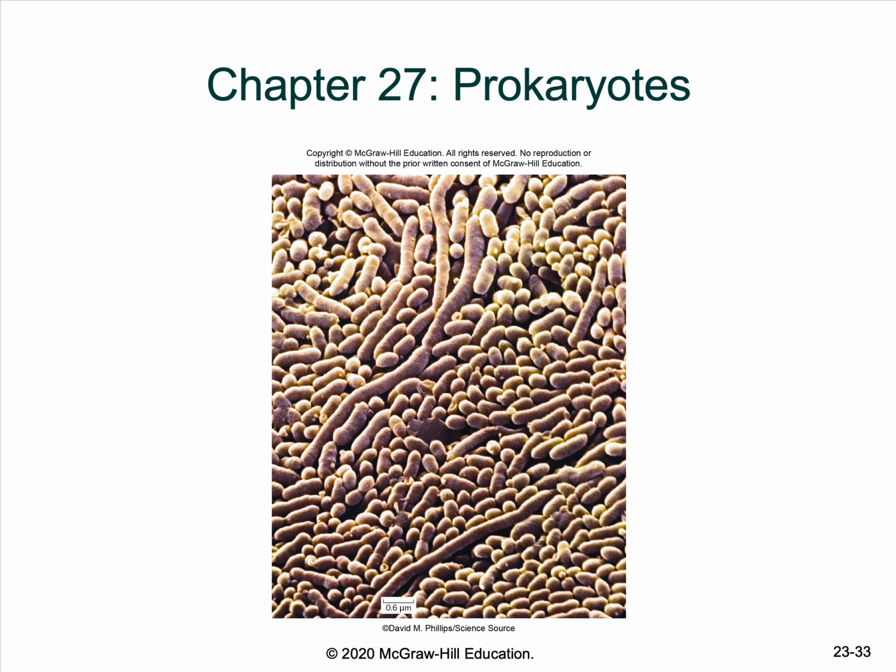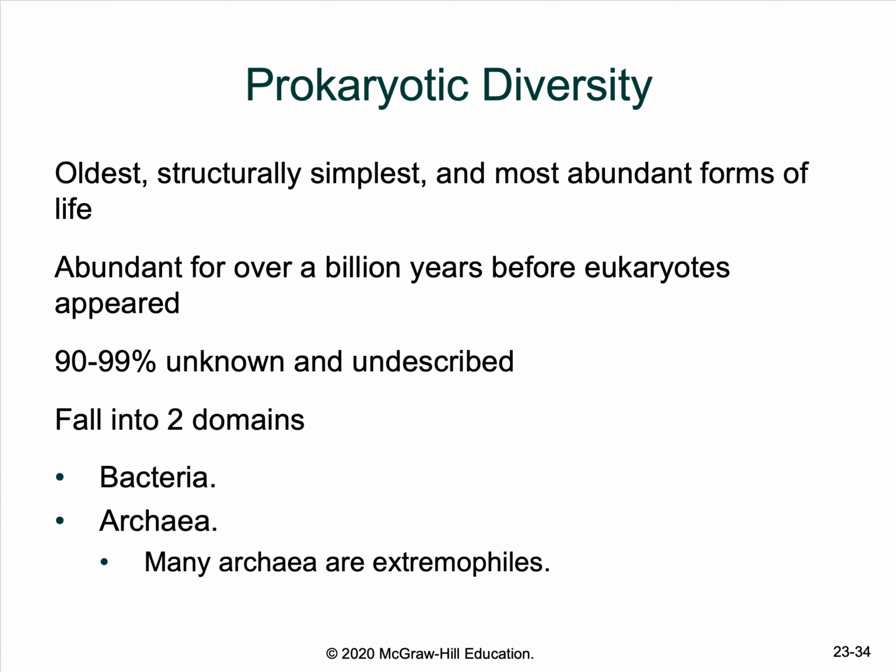Moving on to chapter 27, prokaryotes. So prokaryotes are prokaryotic cells. They are considered cells, so they are considered to be living. They're considered to be the most simple cells. These are also the first types of cells ever to appear on the Earth over 1 billion years ago, before eukaryotic cells appeared.